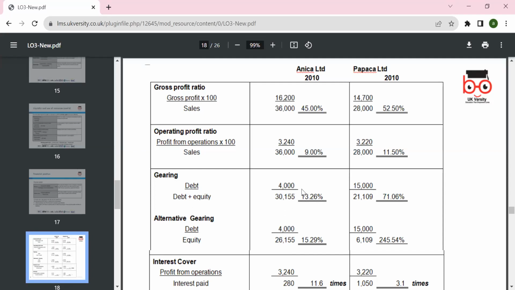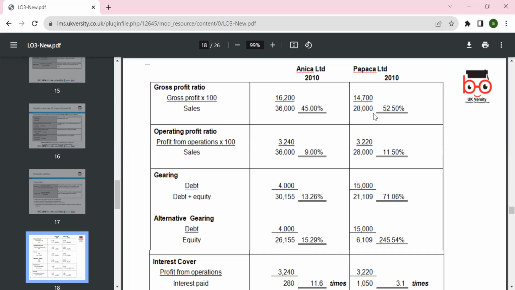This is 13.26%. So debt against equity is 13%, which is quite good. But if we look at Papika, it is 71%. So Papika is more risky. In real business we say the higher the risk, the higher the return. The higher risk percentage is more than 50% between these two, but the return is only 7% higher. So you have to look around. Does it make sense?